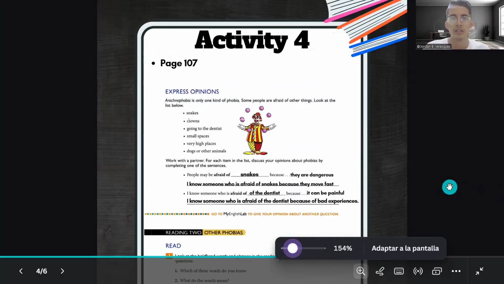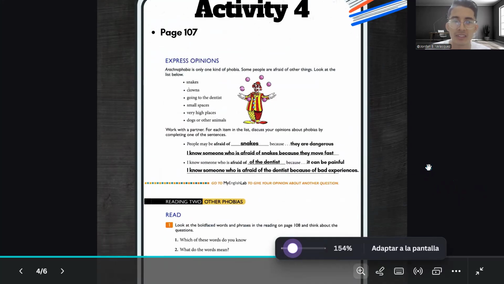Activity 4, page 107. People may be afraid of snakes because they are dangerous. I know someone who is afraid of snakes because they move fast. Okay, I know someone who is afraid of the dentist because it can be painful. I know someone who is afraid of dentists because of a bad experience.